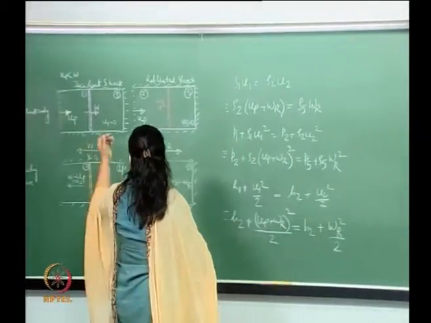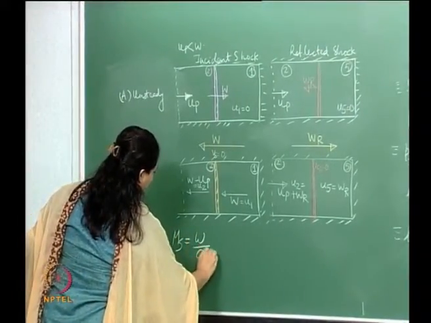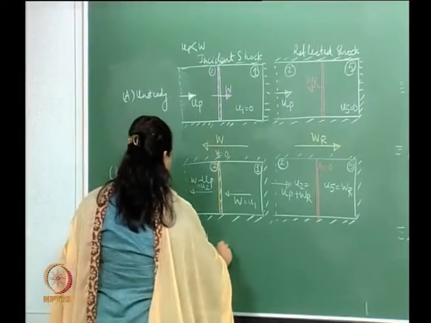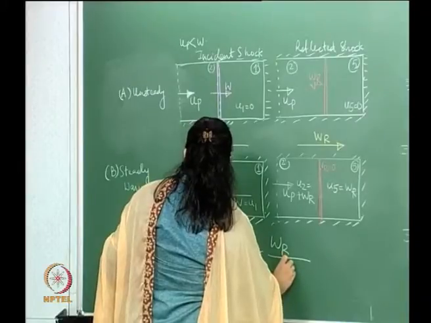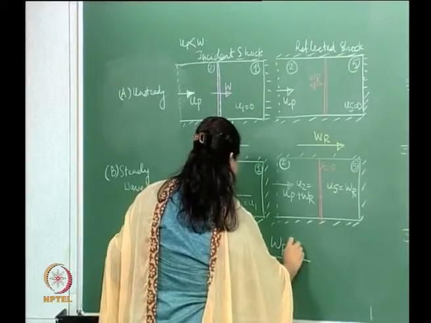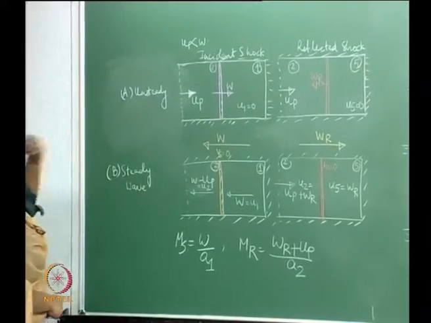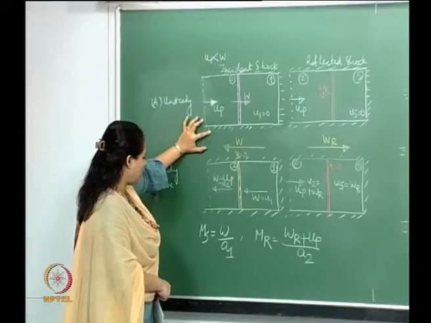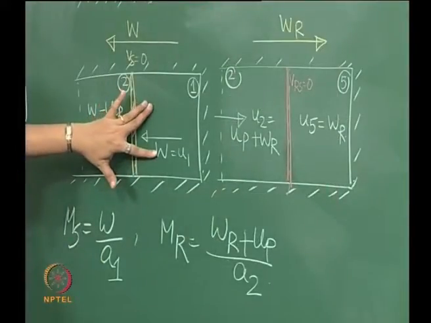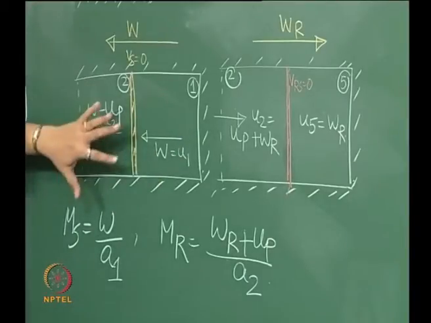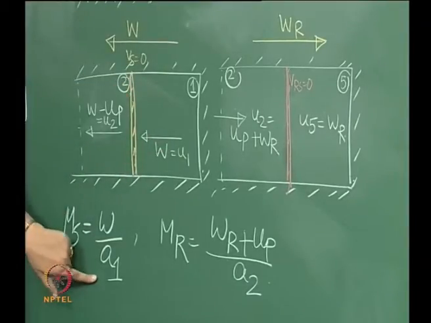If you remember here, we had two more relationships. For example, for the incident shock, we had this, right? And for the reflected shock, then we shall have this. So for the incident shock, the Mach number was W by A1. If you look at this steady state picture here, we have a flow coming in, intersecting the shock and moving past it. So this is the Mach number that we are concerned about, W by A1 in this region.